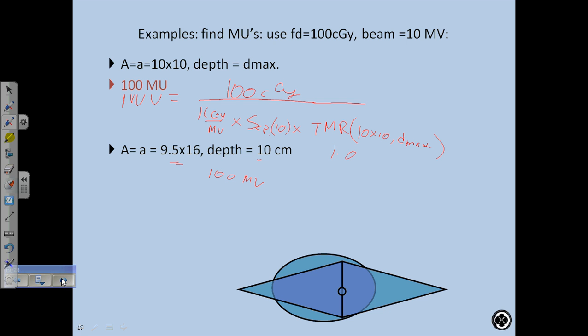Okay, next problem. Big A equals little a equals 9.5 by 16, depth is 10. Okay, so MU equals?